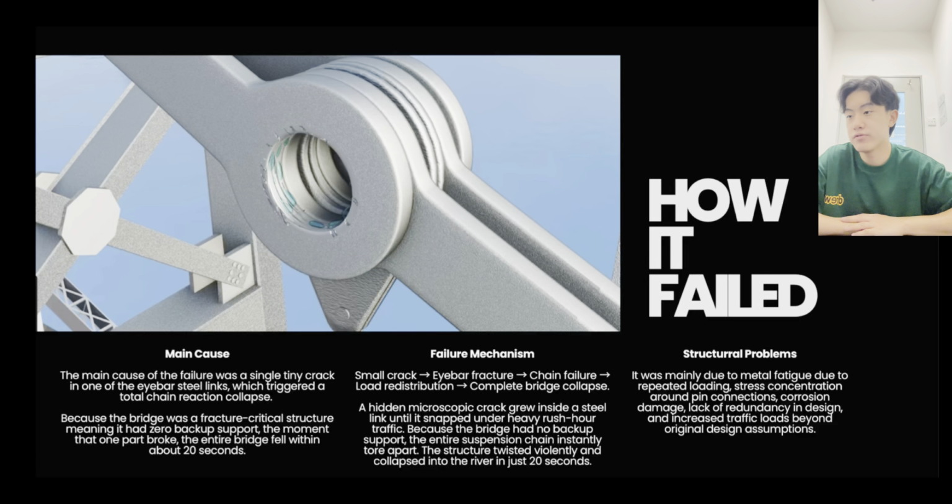And the next factor, we have corrosion. Over many years of exposure to environmental conditions, corrosion weakened parts of the steel and also made crack growth more likely.